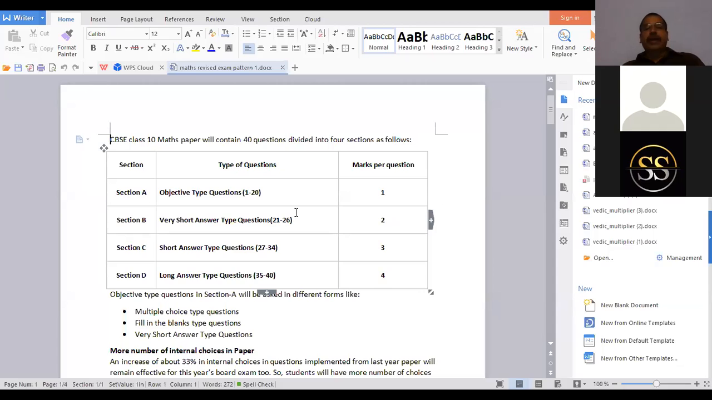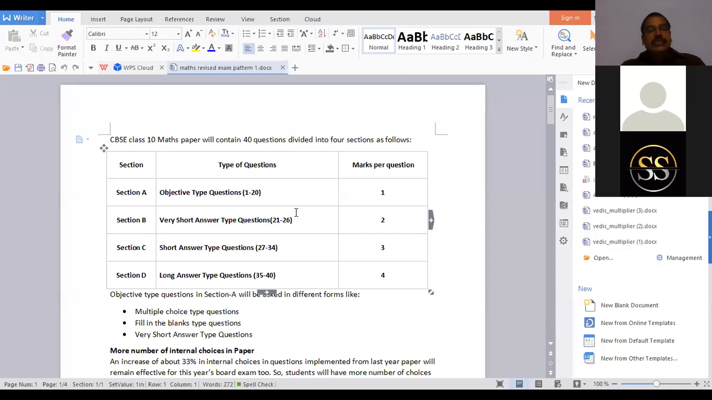The paper pattern: we have 40 questions overall in 4 sections. Section A, objective type, 1 mark, 20 questions. Section B, 2 marks, 6 questions. Section C, 3 marks, 8 questions. Section D, 4 marks, 6 questions. In objective type questions, multiple choice questions will be 10, fill in the blanks will be 5, and very short answer type 1 mark questions will be 5.